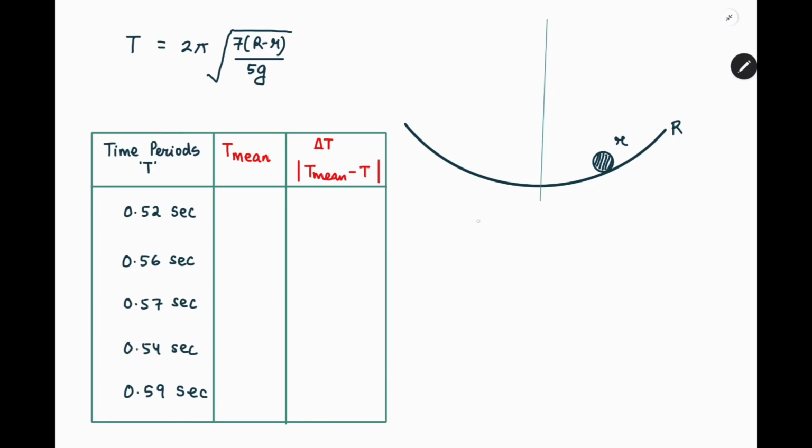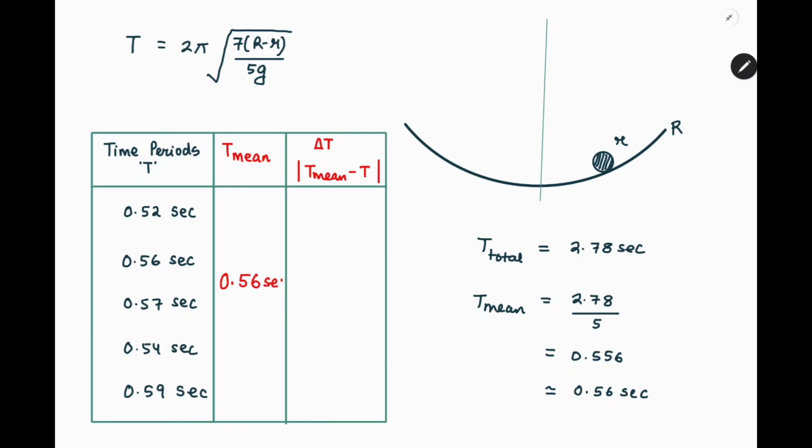If we calculate the T total, it turns out to be 2.78 second, and then the mean value is 2.78 divided by 5, the number of terms. So we get a value 0.556, but it must be kept in mind that we cannot take till this third place. So we are writing it as 0.56 second. This is the mean value for all the readings, and we put it in the center over here. 0.56 second is the mean value.